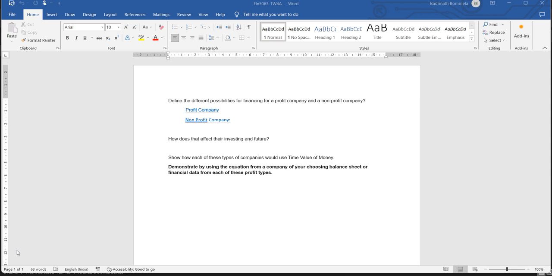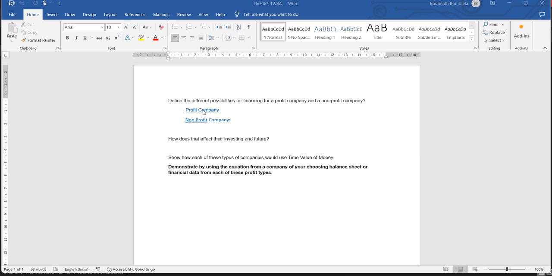Similar to that, sometimes if a non-profit organization does not have enough money to continue its operations, it also gets loans from the banks and certain entities to ensure that its charitable or trust activities continue. Okay, here, as a part of the first question, what we try to understand is we try to identify different types of financing options that each type of company has.